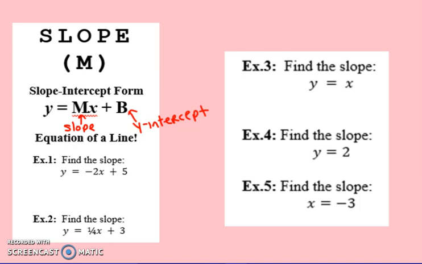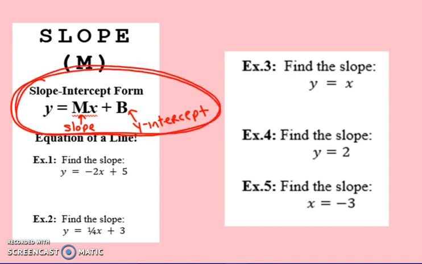So, if I look at example 1, I have y equals -2x plus 5. Well, if I go based off what I said earlier, M is my slope. M is the number being multiplied by x. In this equation, -2 is the number being multiplied by x. It's x's coefficient. So my slope in example number 1 is -2.